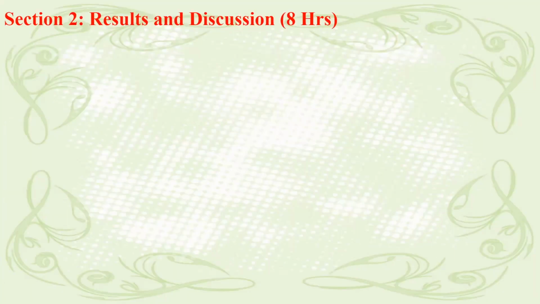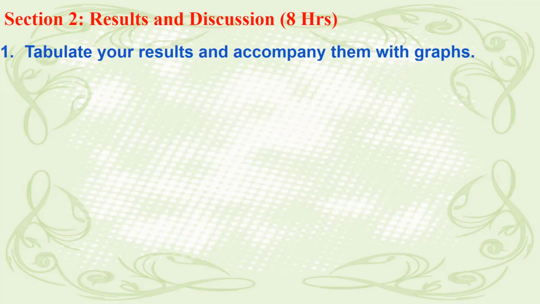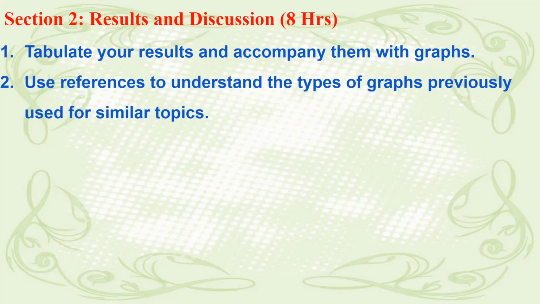Section 2 is results and discussion, which can be completed in a maximum of 8 hours. Tabulate your results and accompany them with graphs. You can write down the tables and draw the graphs using a few software tools like Microsoft Excel or OriginPro. Use references to understand the types of graphs previously used for similar topics. Sometimes you may not be aware which types of graphs you can draw from the available results. So you can refer to previous reference papers.